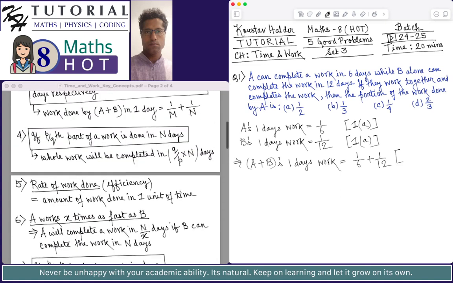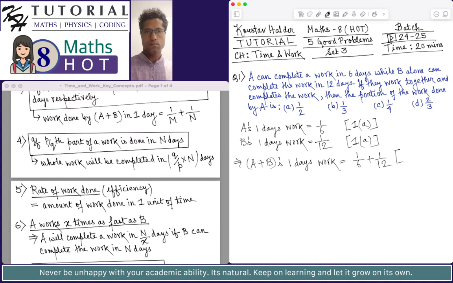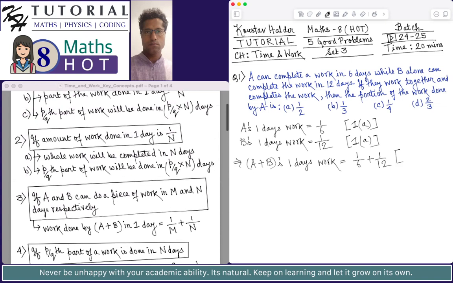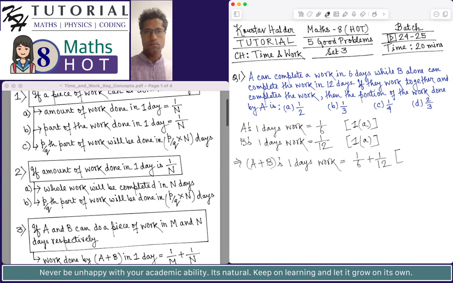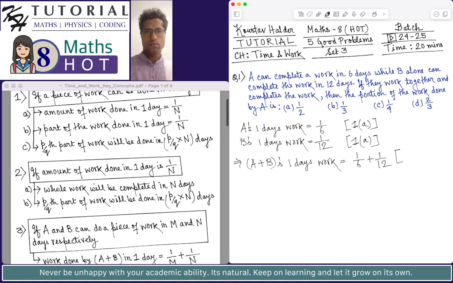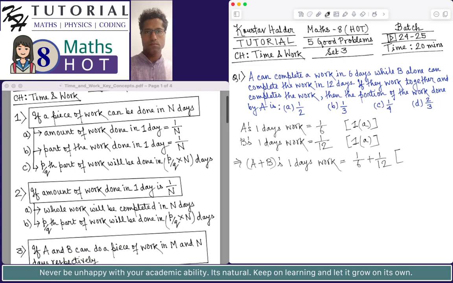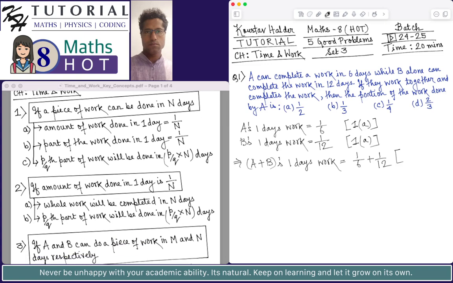Okay, so I think in the concept document's list of concepts, there should be another concept: the amount of work done in 1 day by A and B together is equal to the amount of work done by A in 1 day plus the amount of work done by B in 1 day. This concept is not there in the document. I will add it anyway. So I'm not referring to any concept here.